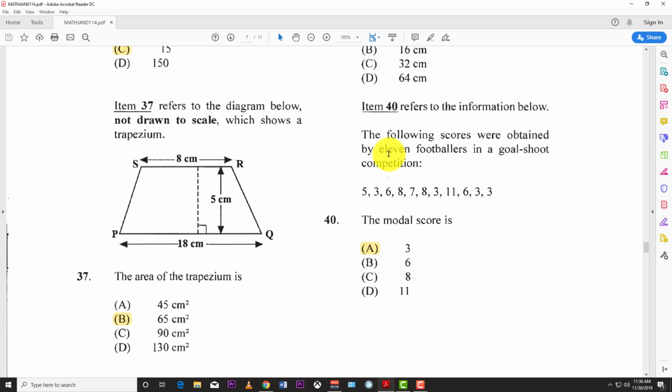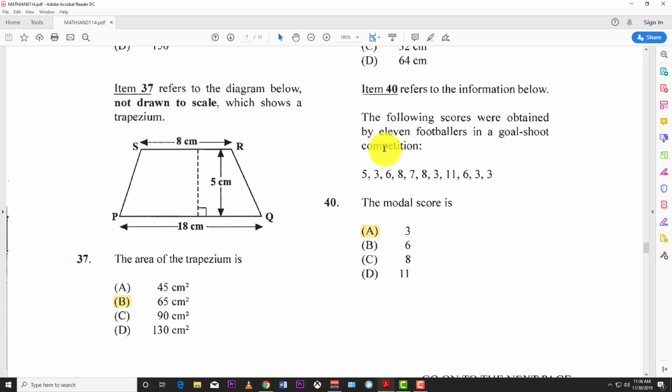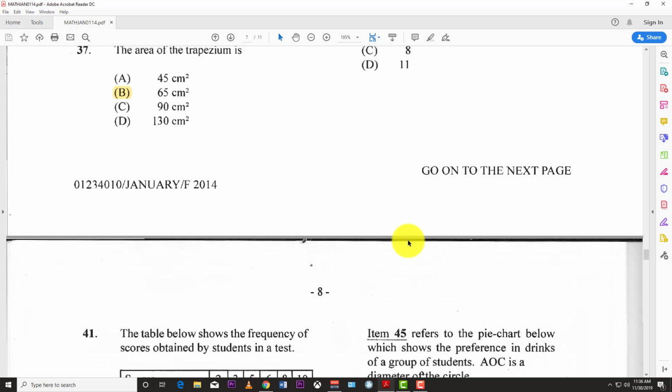Item 40 refers to the information below. The following scores were obtained by 11 footballers in a goal shootout competition: 5, 3, 6, 8, 7, 8, 3, 11, 6, 3, 3. The modal score is, and the answer is A, 3.